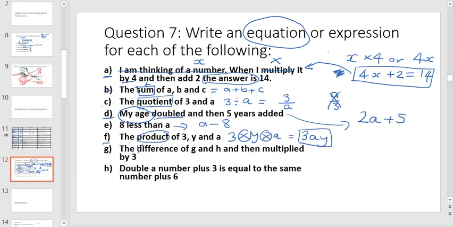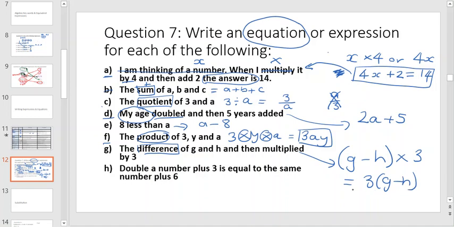G, the difference, straight away, take away. So difference of G and H. So I'll do this one here. So difference, so G take away H. You can have H take away G because we don't know which one's larger, but that one's fine. And then multiplied by 3. This is very important. We must do take away first and put brackets. That must come first and then multiply it by 3. So we can write our final answer as 3 bracket G take away H.